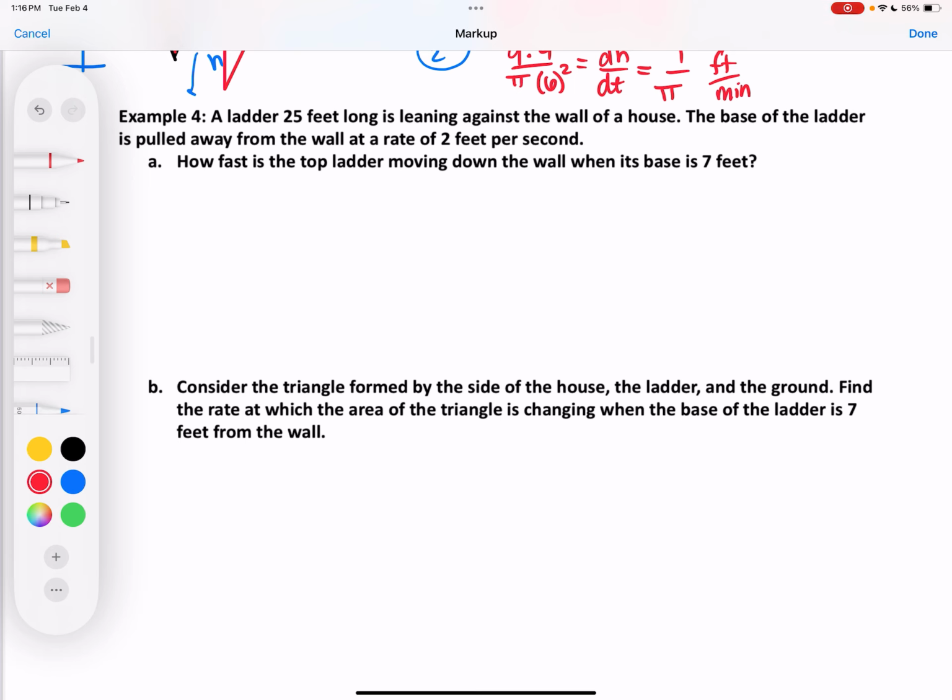All right, how fast is the top of the ladder moving down the wall when the base is at 7 feet, I guess is technically what it's supposed to say. So, picture here.